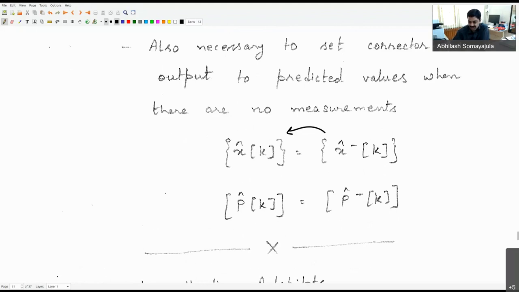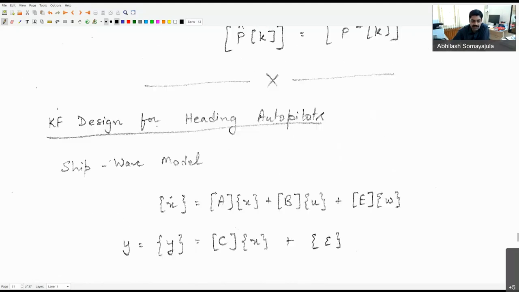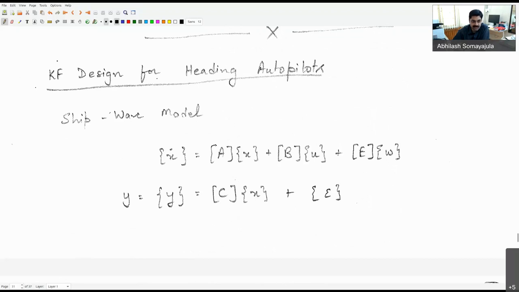So we'll try to structure what these matrix structures are, the AD, BD, CD and DD matrices, for these two particular problems. How do they look? Once we get those matrices, the algorithm is pretty straightforward to apply. But how to get those matrices for our problems, we'll take a look. So let's first start with the Kalman filter for the heading autopilots.